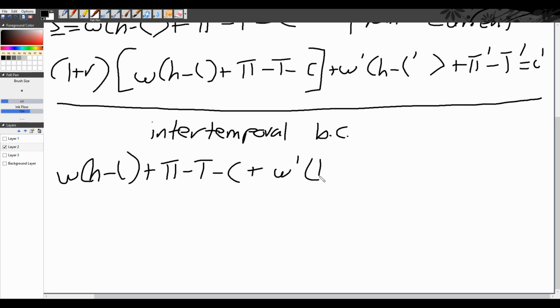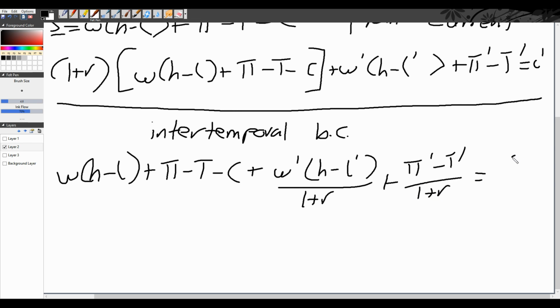So now we've divided by 1 plus R, right? So we're going to chuck this over 1 plus R. I'm going to chuck I' minus T' over 1 plus R. And we're going to chuck C' also over 1 plus R. So pretty straightforward. Now, this can be further rearranged, and the result is actually quite cool, at least to me.